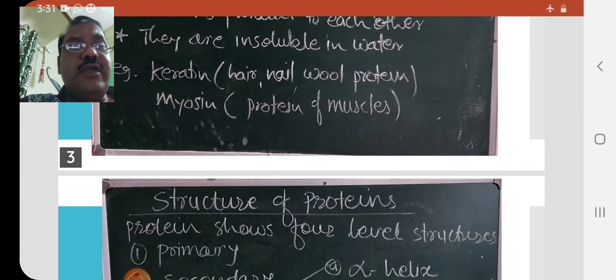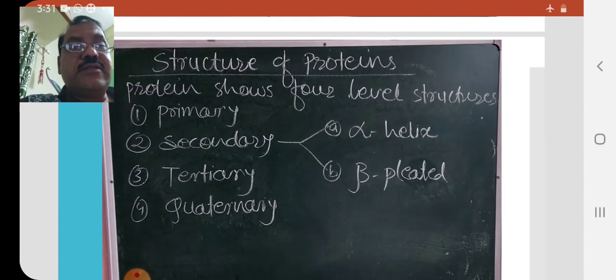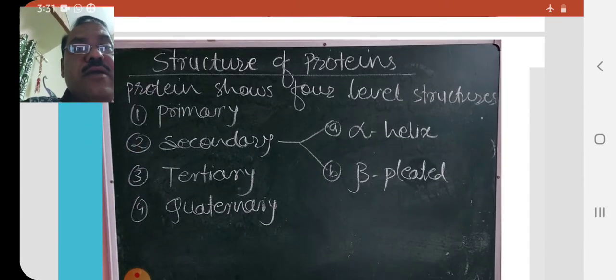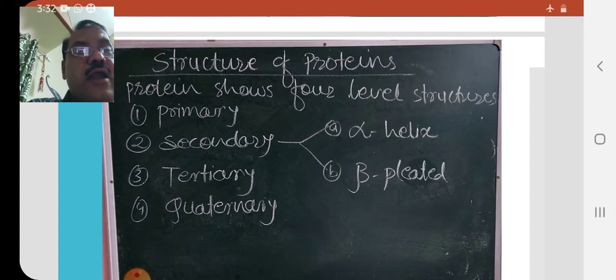Now we are going to study the very important part, that is the structure of proteins. Protein shows four types of structure: primary, secondary, tertiary, and quaternary, in which the secondary structure is again classified into two groups: alpha helix and beta pleated. We are going to study primary and secondary structures now.